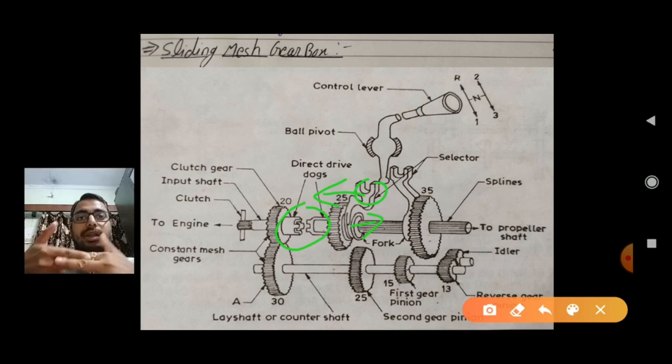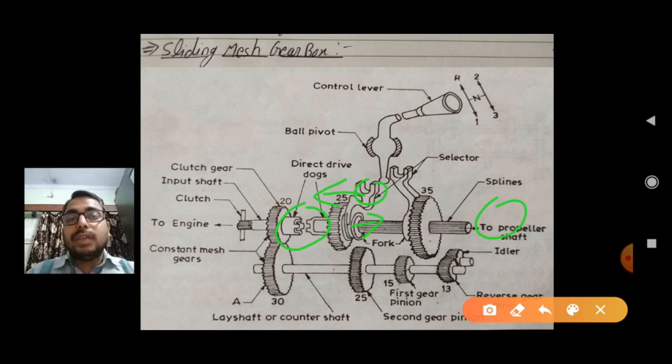When these dogs are clamped with one another, the whole amount of power obtained from the engine is given to the propeller shaft. It means the maximum speed, you can say top gear speed, is obtained in the case of third gear.